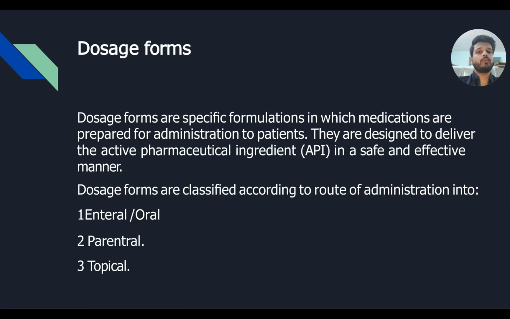So first thing, what are the dosage forms that we have to know? Dosage forms are specific formulations in which medications are prepared for administration to the patient. They are designed to deliver the active pharmaceutical ingredients, also known as APIs, in a safe and effective manner. Dosage forms are classified according to route of administration into oral dosage forms, parenteral dosage forms and topical dosage forms. So dosage forms are of three types that we have to remember here: oral dosage forms are one type, parenteral dosage forms are another type, and topical dosage forms are a third type.